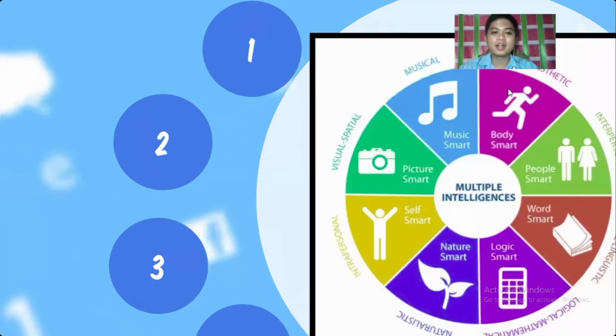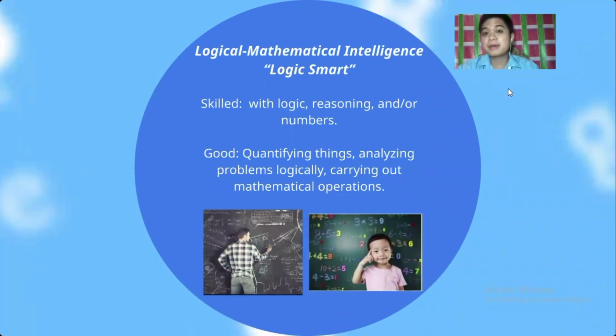And the second one, we have the logical mathematical intelligence, or the logic smart. People who are very strong in this intelligence are very good at reasoning, recognizing patterns, and logically analyzing problems. These individuals tend to think conceptually about numbers, relationships, and patterns. Even if it's a very difficult problem in mathematics, they would probably solve it because they are smart in this field.